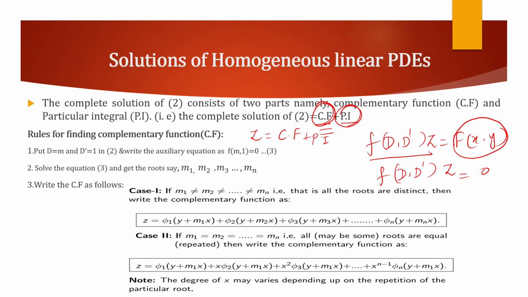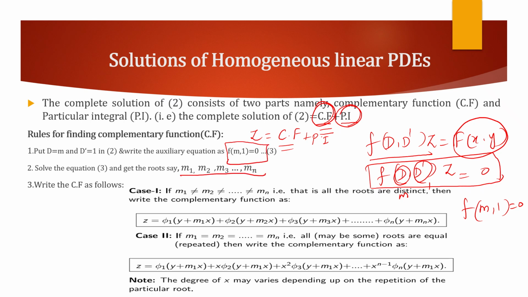Now first let us see how to find this complementary function. We are going to consider the equation in this form. If there is no right hand side, we can find only the complementary function, and the complementary function alone gives the general solution z. For finding the complementary function in this equation we replace D as m and D dash as 1, and then we write our auxiliary equation as f(m, 1) is equal to 0. Solving the auxiliary equation, you can find the roots as m1, m2 and so on up to mn.